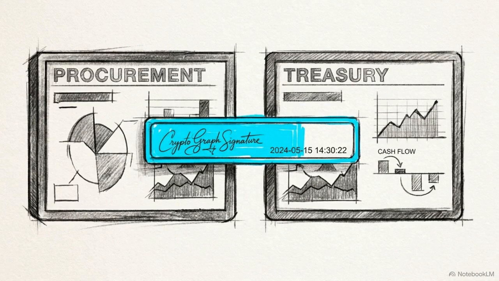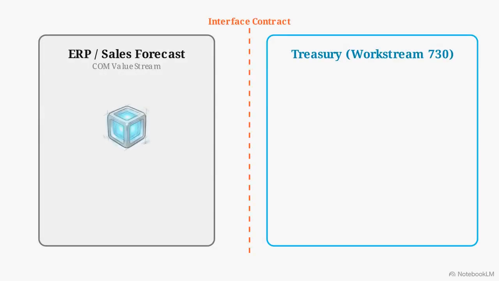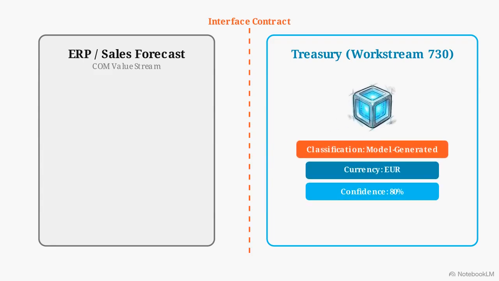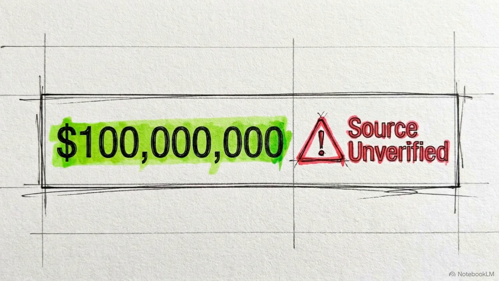Every data transfer between business units operates as a binding enterprise contract of timing, currency, and authority. Here, a data packet moves from an ERP sales forecast into the treasury workstream. As it crosses the boundary, it receives strict value classification tags. Raw numbers are dangerous unless Treasury knows if they are verified actuals, model-generated forecasts, or values pending confirmation. Unclassified data creates false confidence.